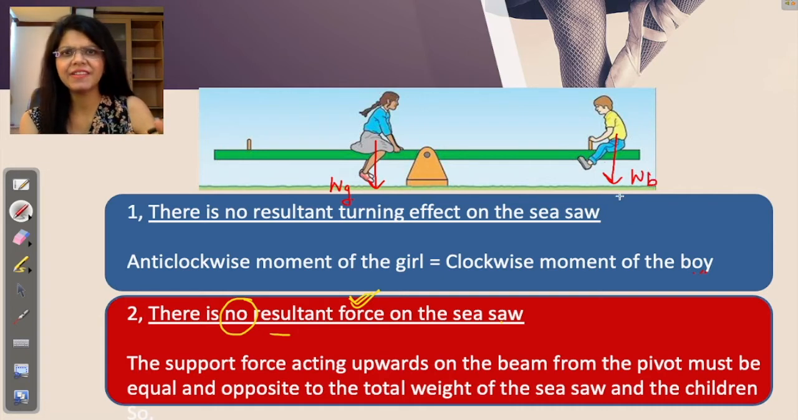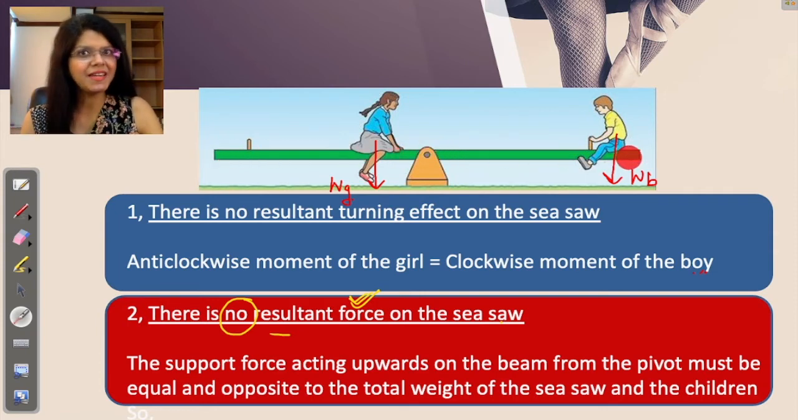Is there any other weight that you see here? The plank of the seesaw, this green plank that you see here, won't it have a weight? It will have a weight, right? So the weight of the plank, let us call it WP. So three weights you have identified: weight of the girl, the weight of the plank, and the weight of the boy.